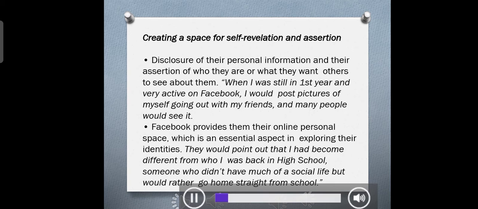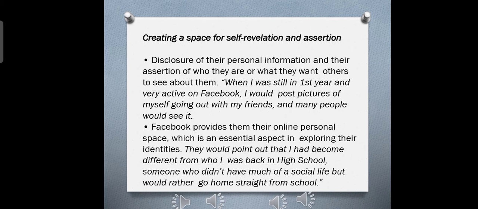Facebook provides them their online personal space, which is an essential aspect in exploring their identities. For example, they would point out that I had become different from who I was back in high school, someone who didn't have much of a social life but would rather go home straight from school.